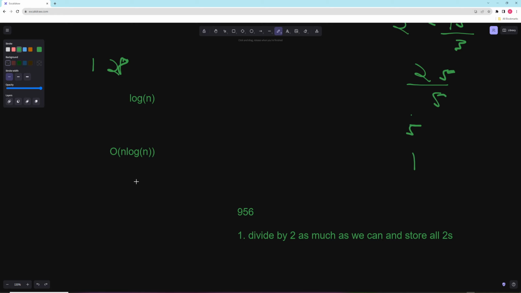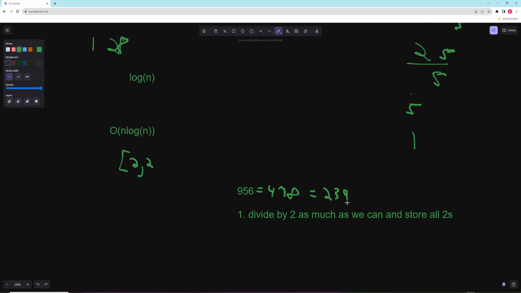So we have 956. Let's just see what happens if we divide by 2 a bunch. Divided by 2 once would be 478. And we have a 2. And obviously we could divide this by 2 again, so we get 239. Now we can't divide this by 2 anymore, so now we're guaranteed to have an odd number, and all of the rest of the factors will be odd from now on.